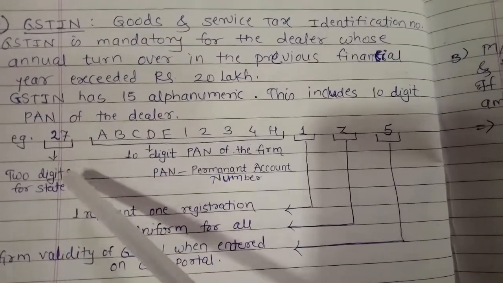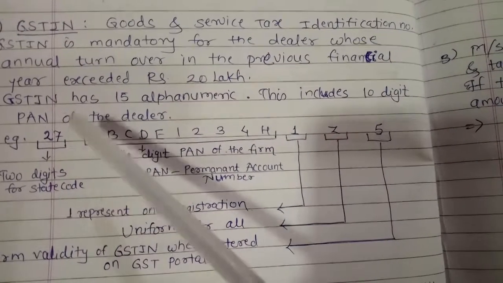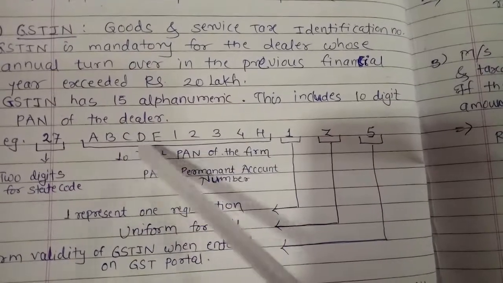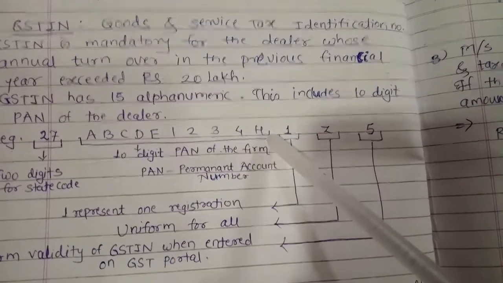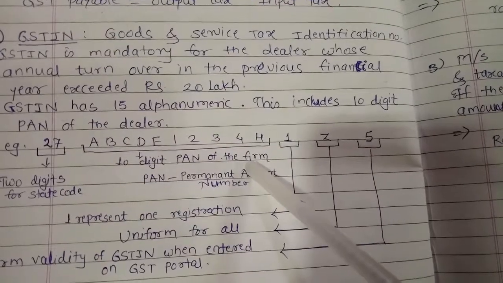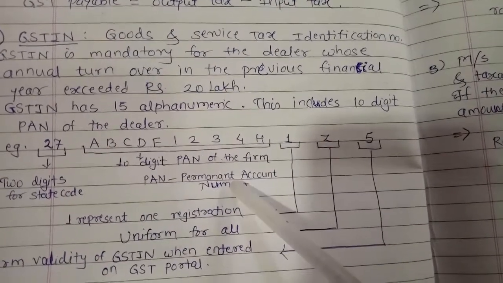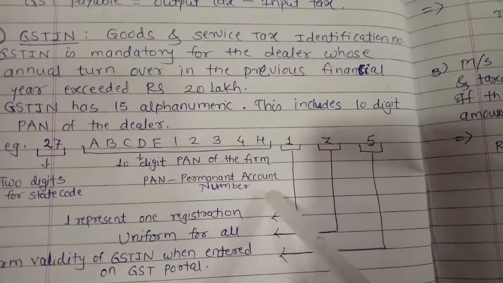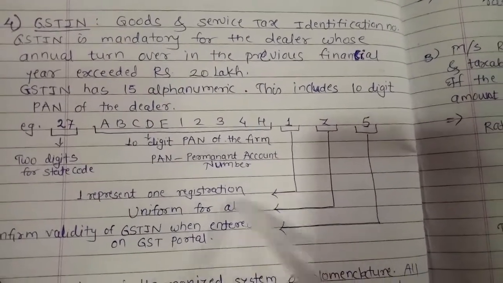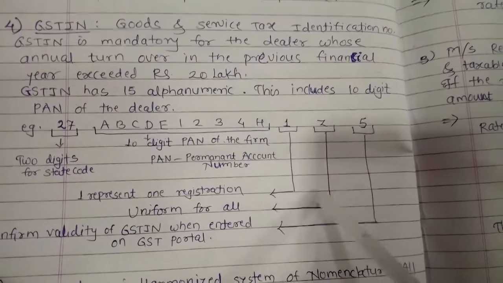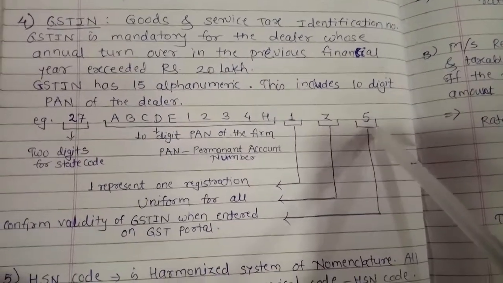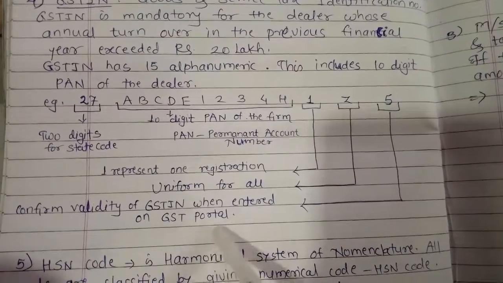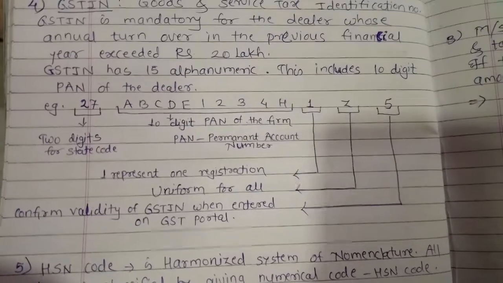So the first two numbers denote the state code, means 27 is the state code, and the next 10 characters, that is ABCDE1234H, denote the PAN number of that firm. You know the PAN number जो हर एक किसी के पास रहता है, that is PAN is the Permanent Account Number. One represents the first registration. Next, Z is uniform for all, सबके लिए सेम रहता है. 5, that is the last number, represents the confirmed validity of GSTIN when entered on the GST portal.